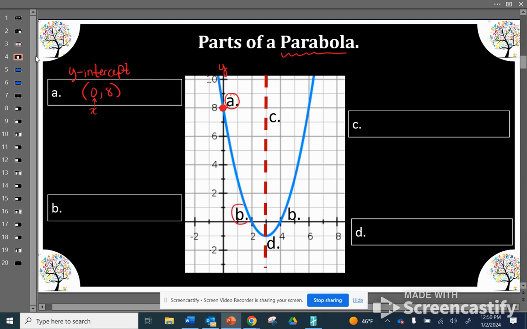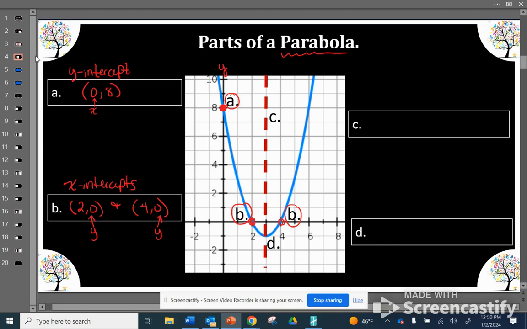Then we have our x-intercepts, and we have 2. And our x-intercepts we're going to write as ordered pairs. So this is going to be 2 comma 0 and 4 comma 0. So x-intercepts are when the y-coordinate is 0.